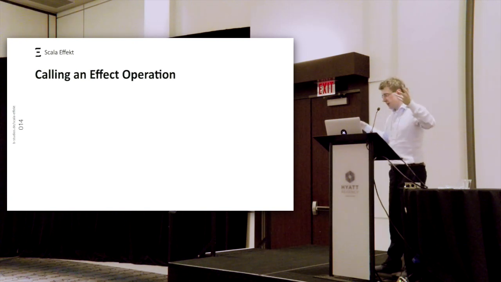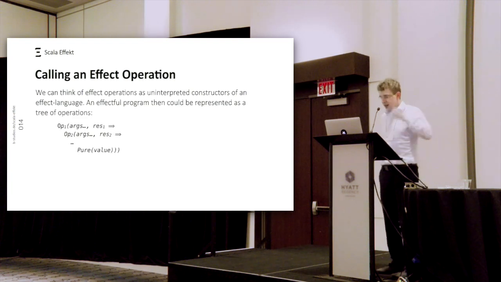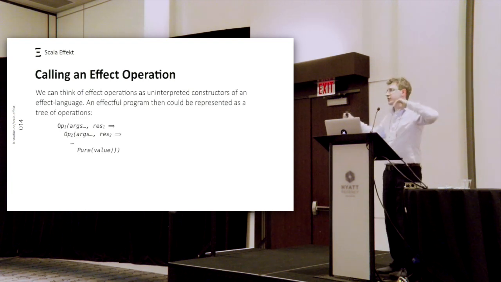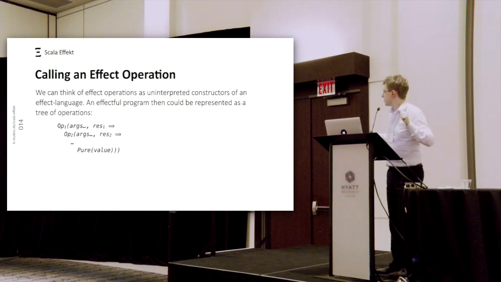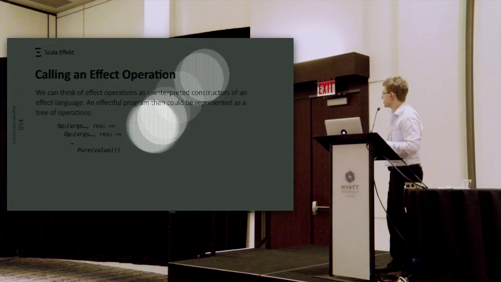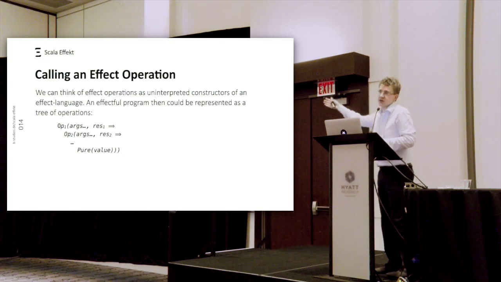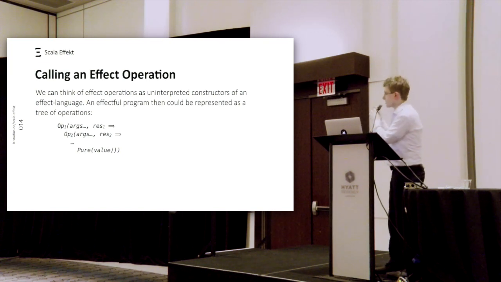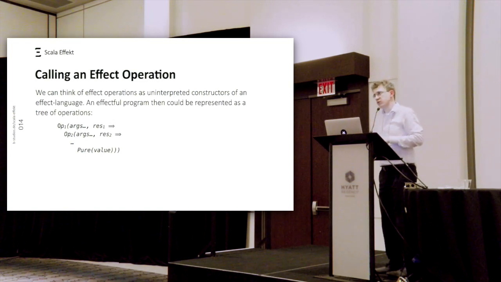If we think again about what it means to call an effect operation, we can think of effect operations as constructors of some effectful language. Here's an abstract schematic way of thinking about it. We have two effect operations, op1 and op2, and they take some arguments. In addition, they also take a continuation. This is the rest of the program. If we squint a tiny bit, we see that this tree of effect operations looks really regular. In fact, if you know some effect libraries which are based on free monads, this is the regularity that those libraries abstract over.